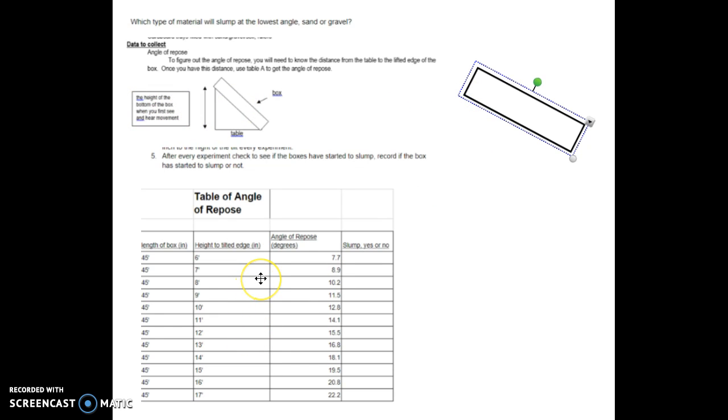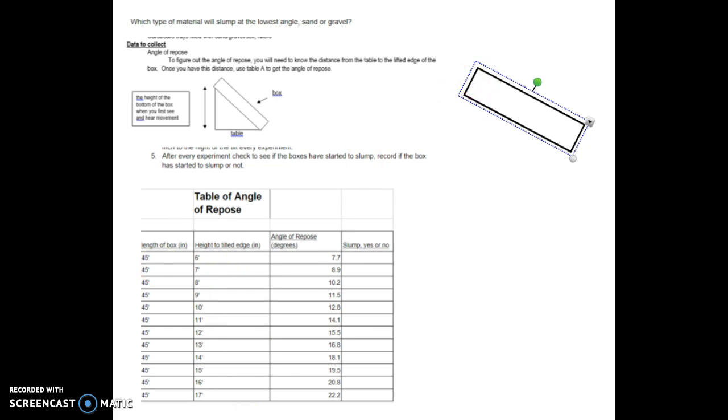We measure in metric in science, so we would not be using inches as you have recorded in here. This part here shouldn't be filled in just yet. You don't need to have the length of the box in your data table, because that's a control. The box is the box the whole time, so that's not going to change. You're not lifting it incrementally. You're lifting it until you hear it. So this part here should also be blank because we're lifting it up.